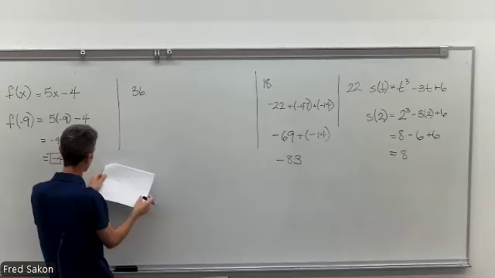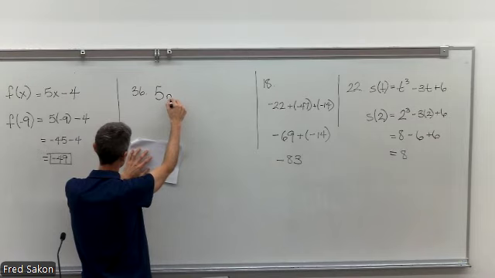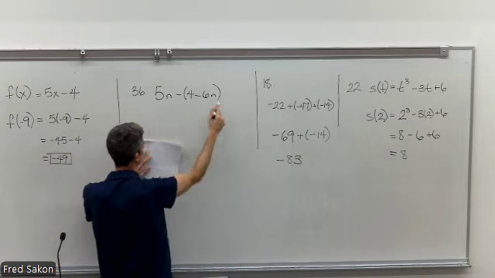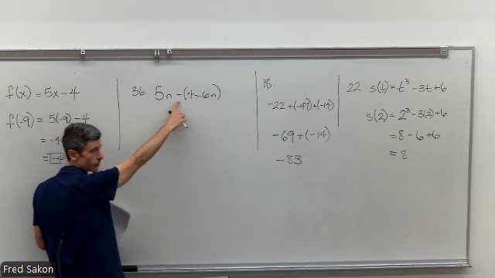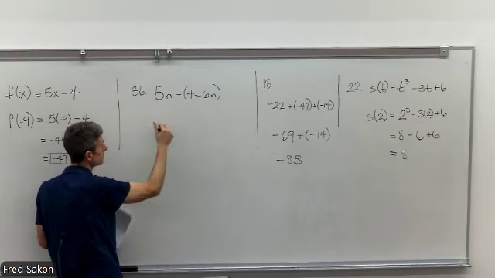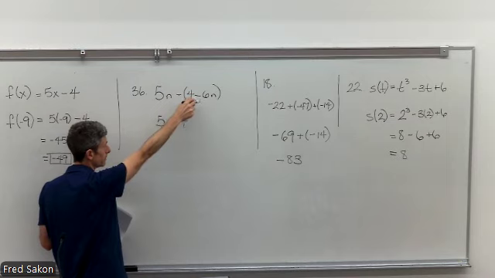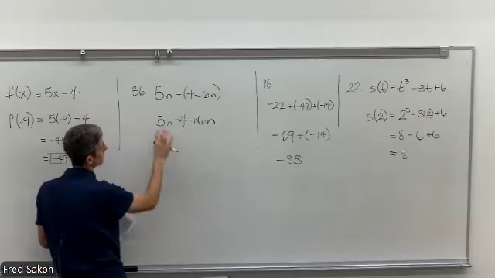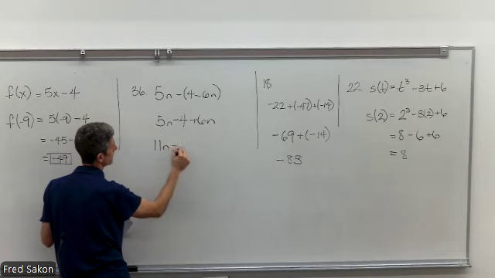Here, number 36. If we're to simplify 5n minus the group 4 minus 6n, we've got to be careful with a subtraction sign, or a negative, in front of parentheses, to distribute that negative sign. So negative 4, and then a negative times negative 6 is a positive 6. Then we've got 5 and 6, both positive, so they add to 11n minus 4.